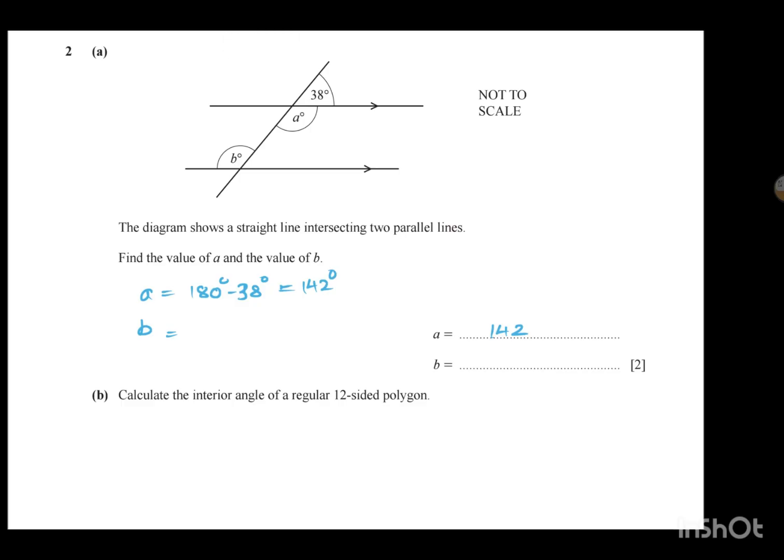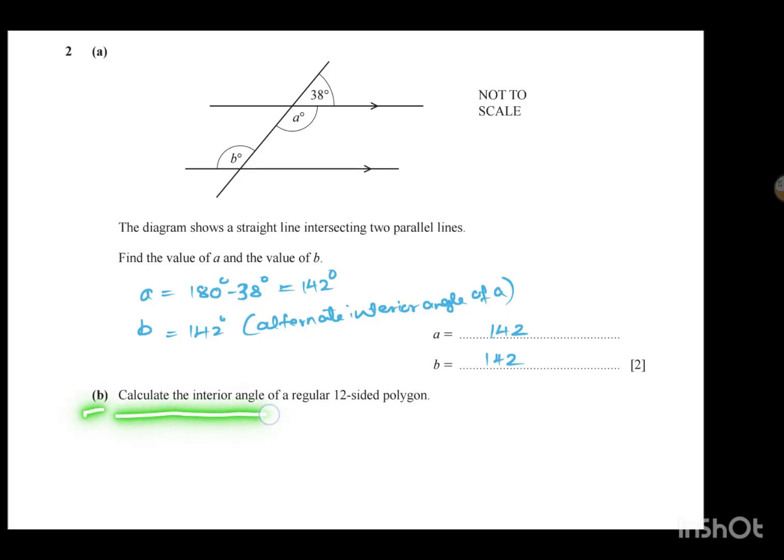Now B is the alternate interior angle, sorry, alternate interior angle of these parallel lines cut by a transversal. So B value will also be equal to 142. So it is the alternate interior angle of A. So 142 is also the value of B. Question number A is done.